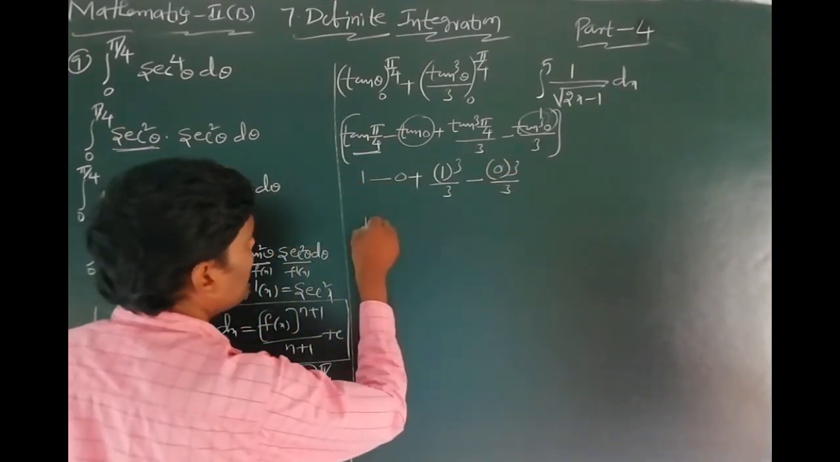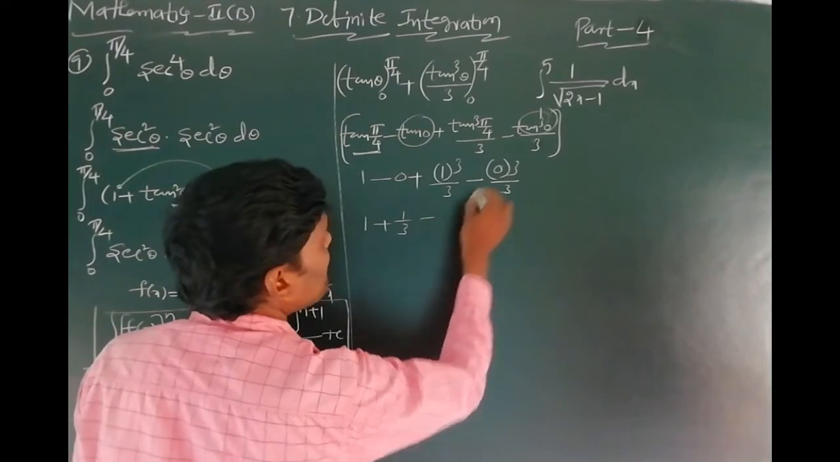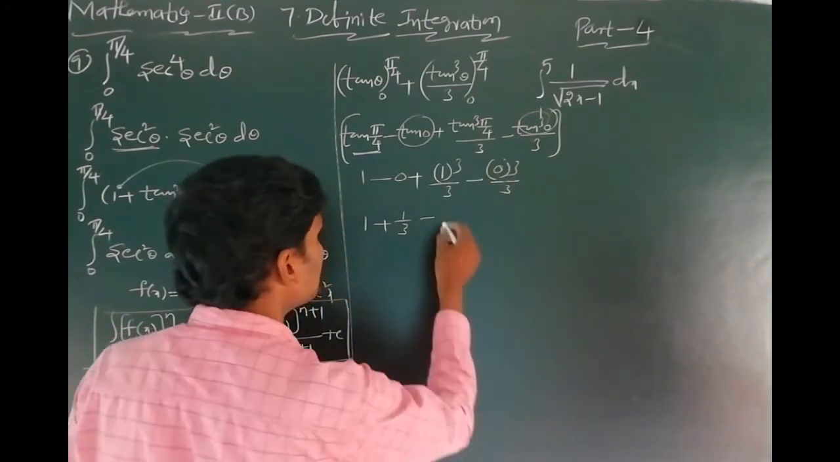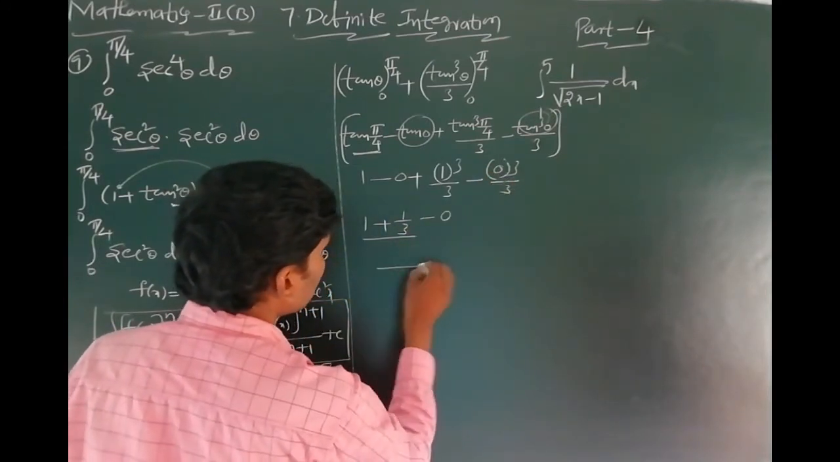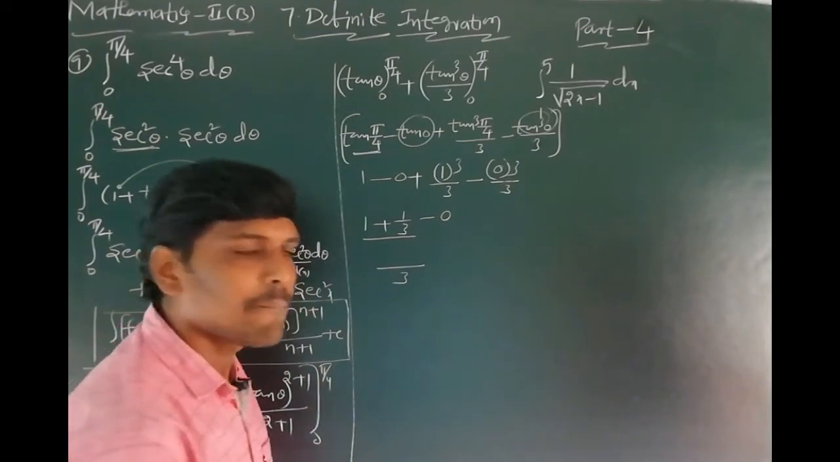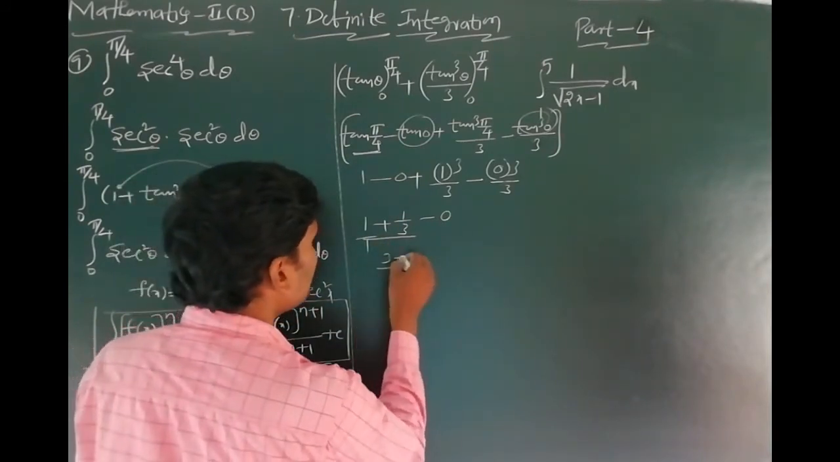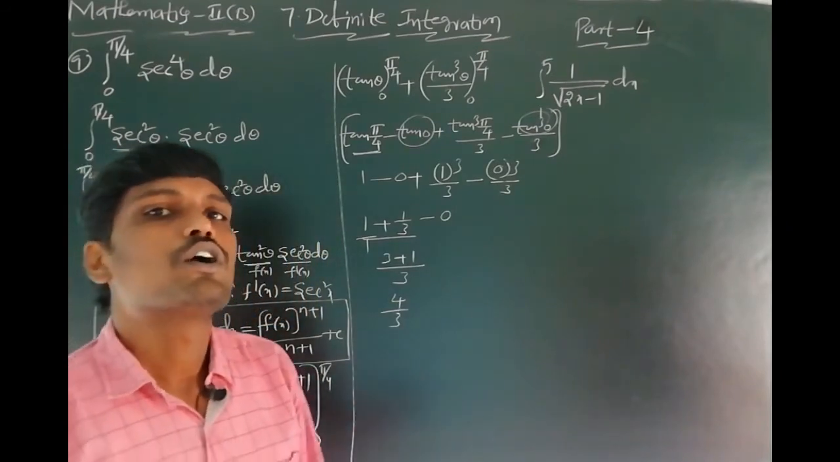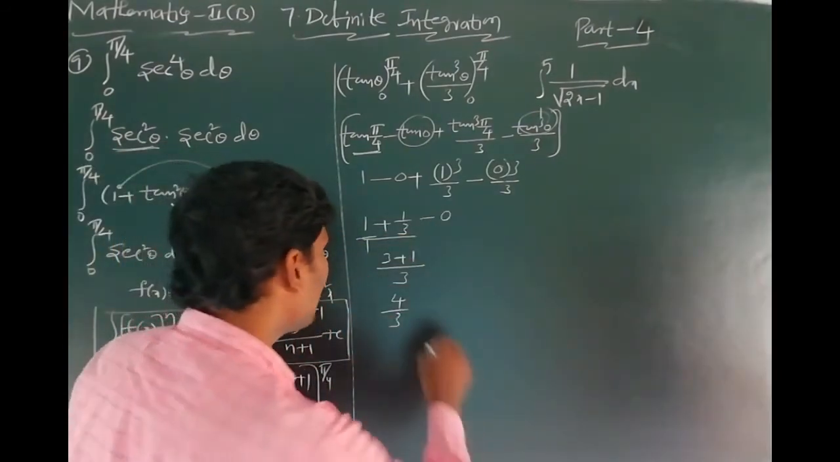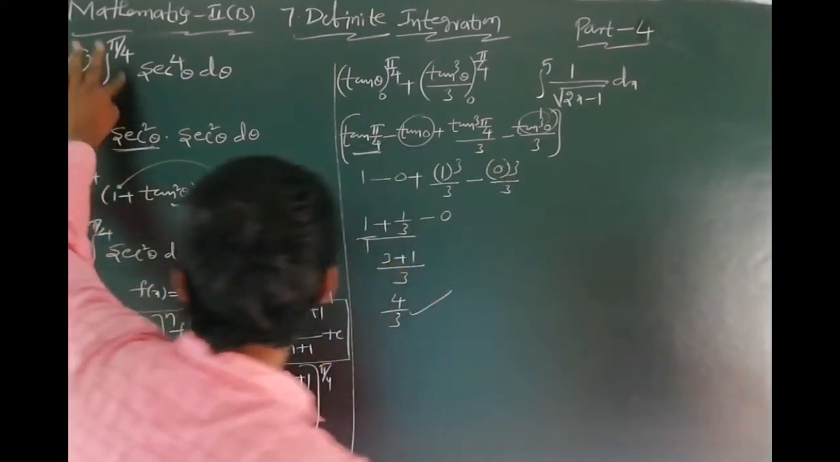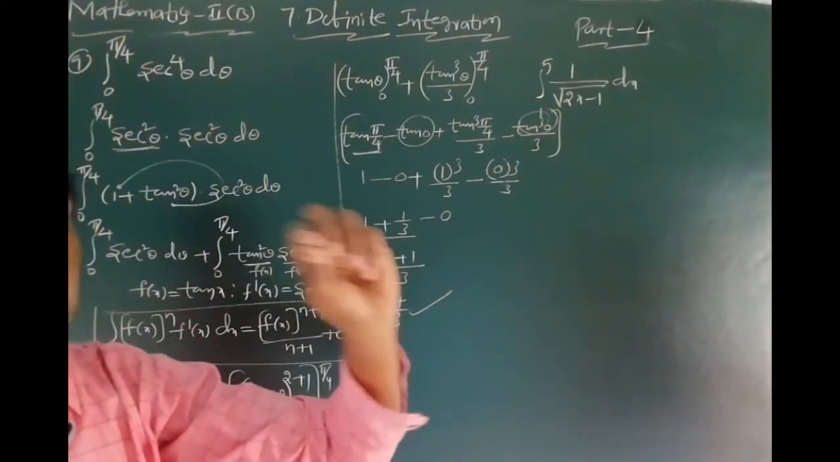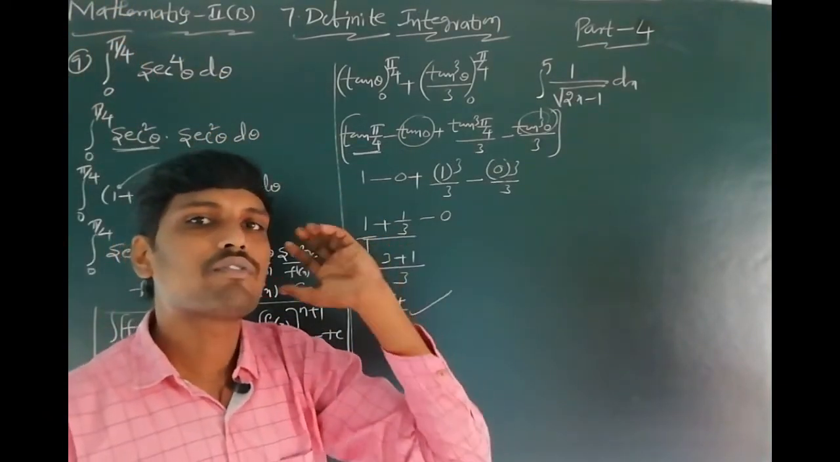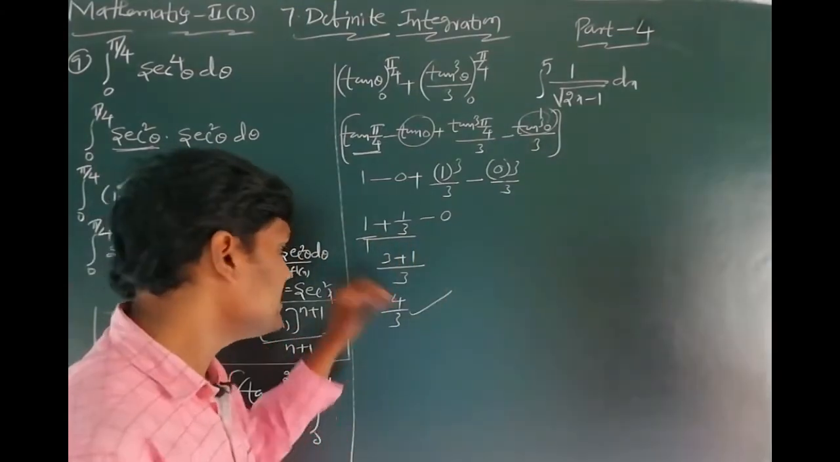After that, 1 plus 1 by 3 minus 0, the value is 0. 1 plus 1 by 3, you have to take the LCM. 3 is the LCM. You get 3 plus 1. 3 plus 1 value is how much here? 3 plus 1 value is 4. You get 4 by 3. This is the value of integral 0 to pi by 4 secant power 4 theta d theta, the value is 4 by 3.